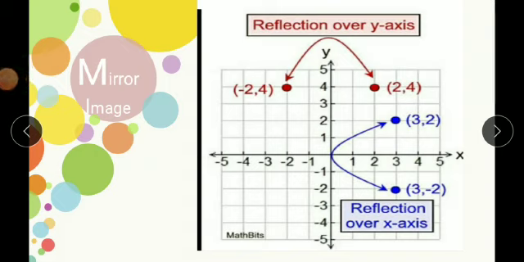Now we will talk about the mirror image. It is a virtual image formed by reflection in a mirror. The mirror image of a point is just a reflection of the point from the x-axis and y-axis. When we talk about the mirror image of a point on the x-axis, then the x-axis acts as a mirror. And when we find the mirror image of a point on the y-axis, then the y-axis acts as a mirror.